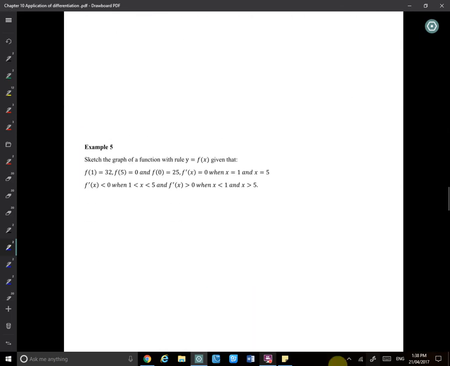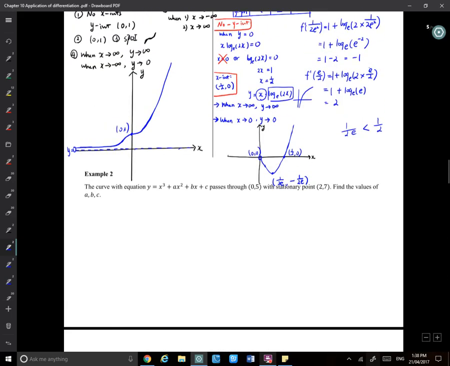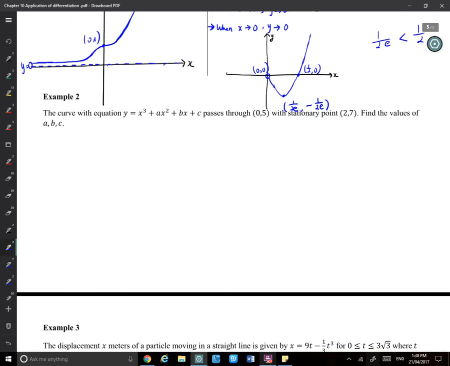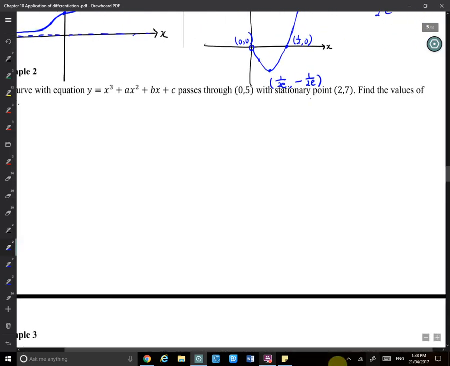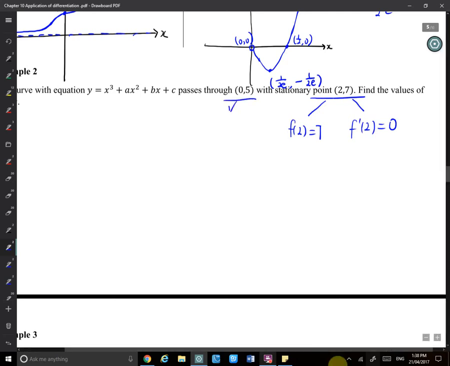Have a look at example 2. The curve with equation passes through 0, 5 with stationary points 2, 7. What can that give you? Stationary points can always give you two pieces of information. One is f(2) will be 7 and one is f'(2) will be 0. And passing through 0, 5 always gives you the constant, so the c value is 5.